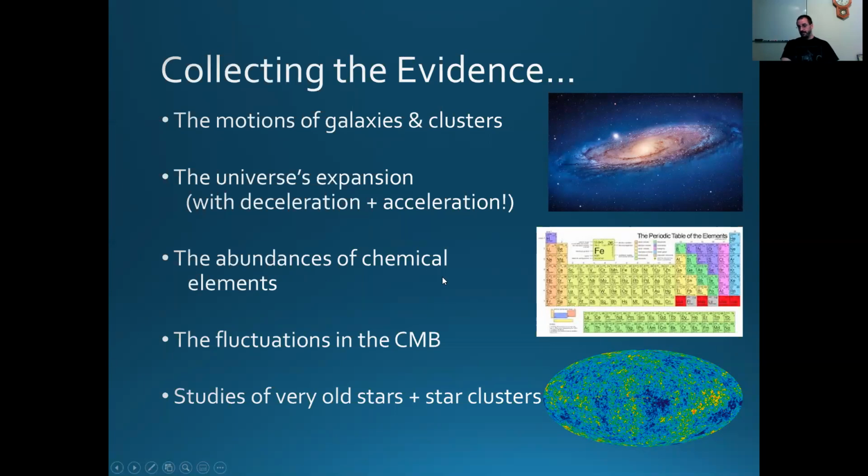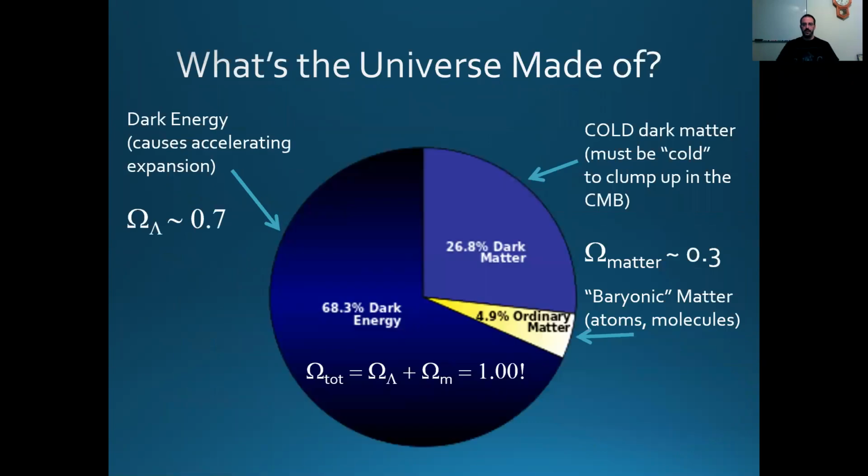We can look at the abundances of chemical elements. This also tells us about the density of the universe and the composition of the universe. We can do some detailed mathematical modeling of these fluctuations in the cosmic microwave background. How big are they? How dense are they? How large are they? We can also study some old stars and star clusters, which tell us what the universe looked like 10 billion years ago, 11 billion years ago. And that gives us kind of an early picture of what's going on. So anyway, we put all this together, and we can figure out what the universe is made out of.